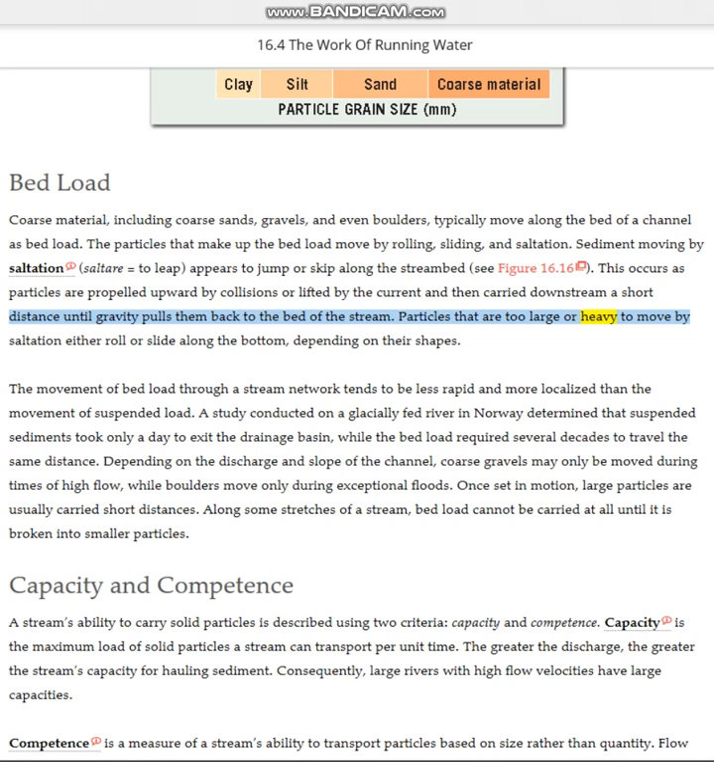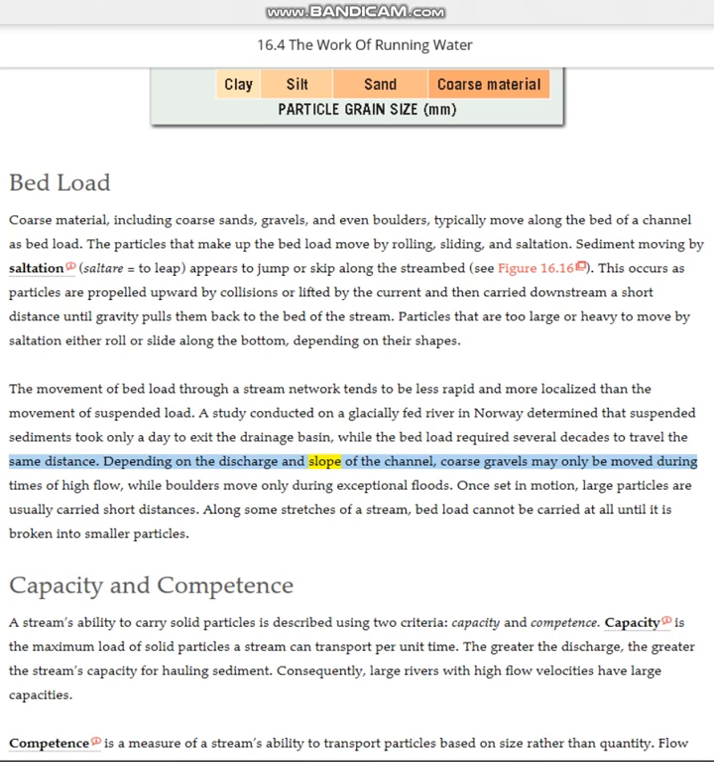Particles that are too large or heavy to move by saltation either roll or slide along the bottom, depending on their shapes. The movement of bed load through a stream network tends to be less rapid and more localized than the movement of suspended load. A study conducted on a glacially fed river in Norway determined that suspended sediments took only a day to exit the drainage basin, while the bed load required several decades to travel the same distance.